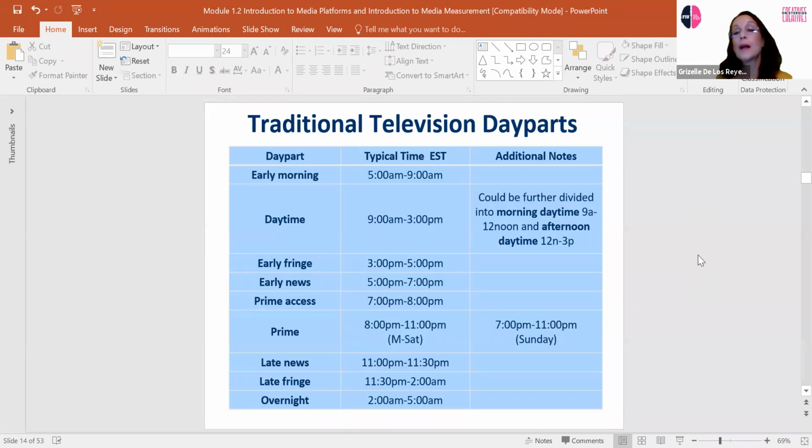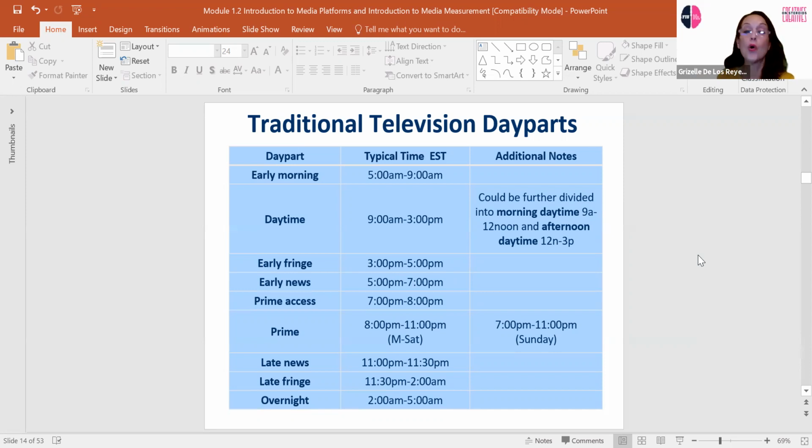Okay, so let's talk about dayparts. So traditional television dayparts are early morning. And again, every station has their own definitions of the hours that they consider early morning or daytime or early fringe or early news. They can control that. These are general guidelines.